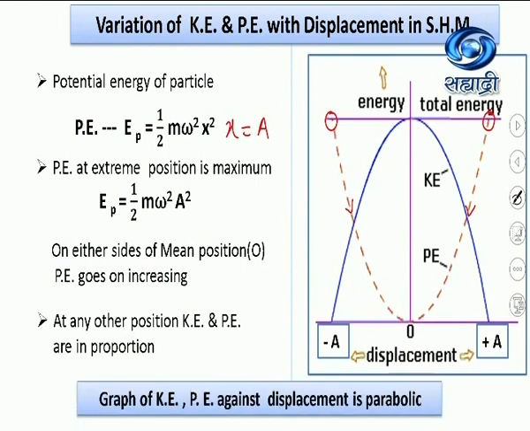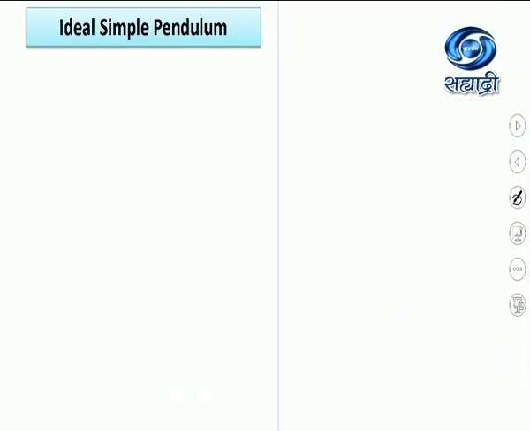So conclusion-wise, the graph of kinetic energy and potential energy against displacement is parabolic, and this parabolic curve is symmetric about the displacement axis. This is the discussion regarding the expression for total energy, how it remains constant at any position and is independent of time, and the variation of total energy, potential energy and kinetic energy with displacement.